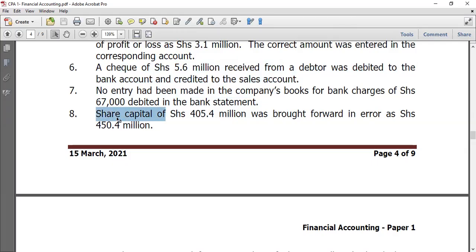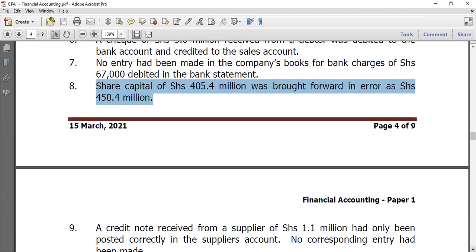Let's just try out this and see. They're telling us that share capital of 405.4 was brought forward in error as 450.4. This is an error of transposition. Now what we have to do, remember, share capital has a normal what? Share capital has a normal credit balance. Share capital is equity, and every equity item has a normal credit balance.